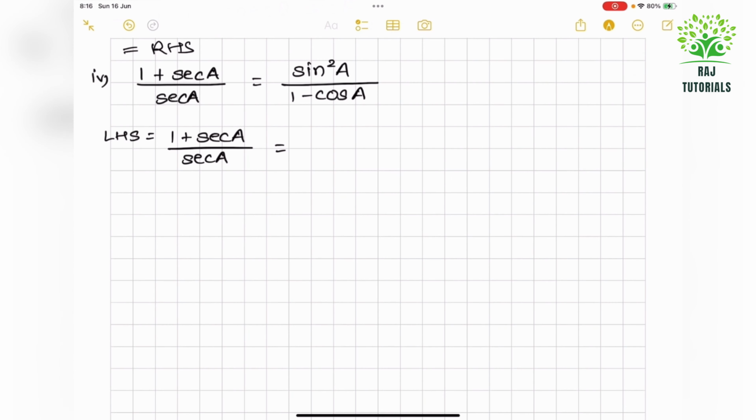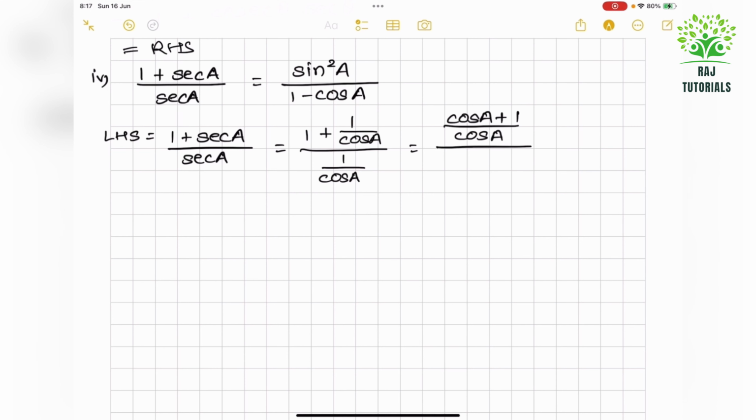Here I am given (1 plus sec a) upon sec a equal to sin square a upon 1 minus cos square a. So first I am taking LHS and I am converting everything into sin cos. So this will be 1 plus 1 upon cos a, whole upon 1 upon cos a.